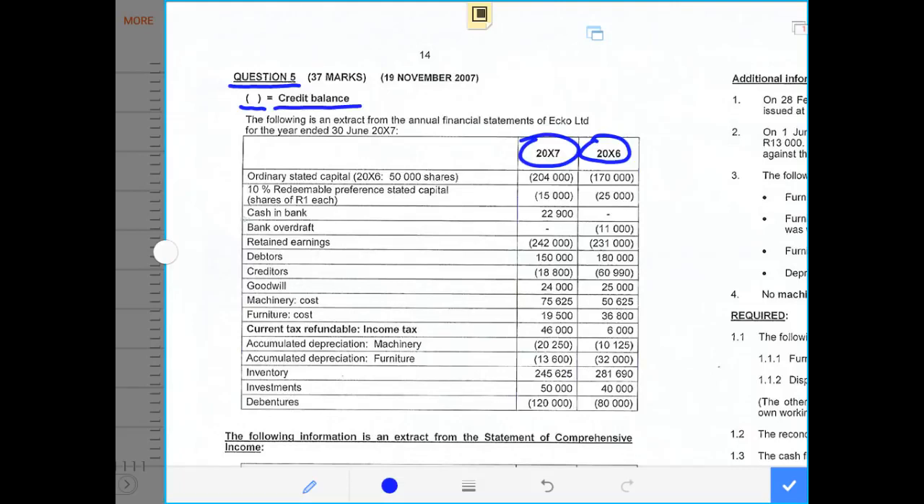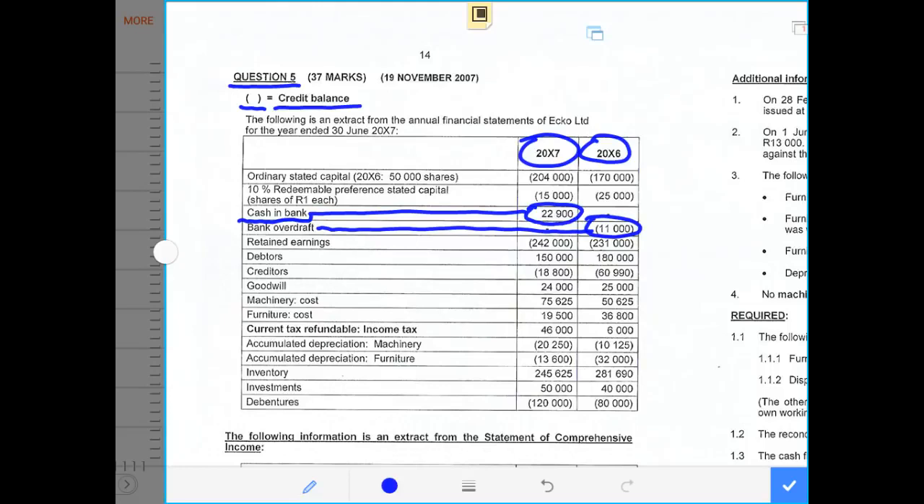Let us just go to the cash in the bank. Our cash in the bank is an amount of 22,900 in the year 2007. That is an indication that cash in the bank by the end of the current year was an asset. However, the bank overdraft is negative 11,000 rands. That means we had a liability to the bank by the end of the previous year, meaning it was a bank overdraft as it is stated.